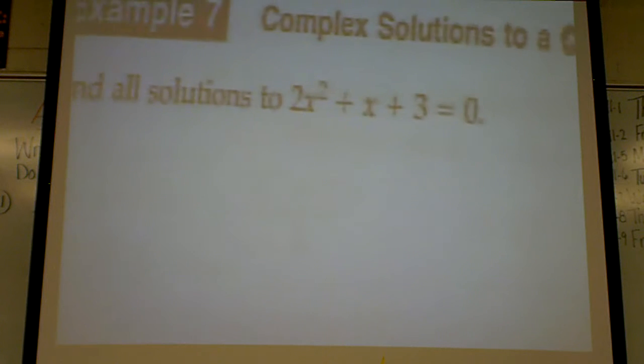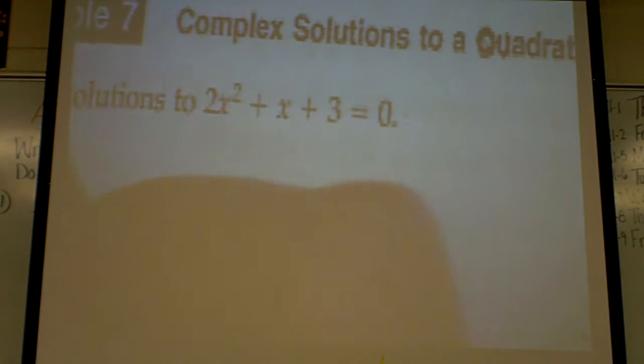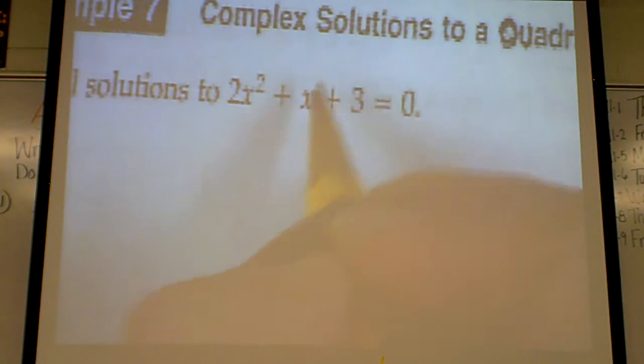We're not done. Okay. Number 7. How you gonna do this one? This is just like that first example I did. How you gonna solve this one? Quadratic. Why aren't you gonna complete the square on this one? Because of this 2, and the 1, it's an odd number.